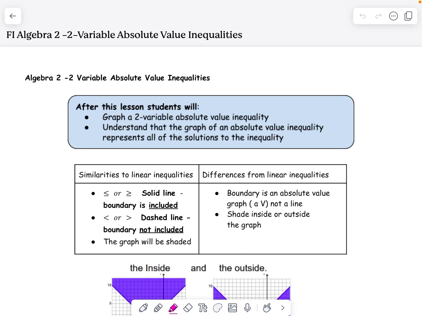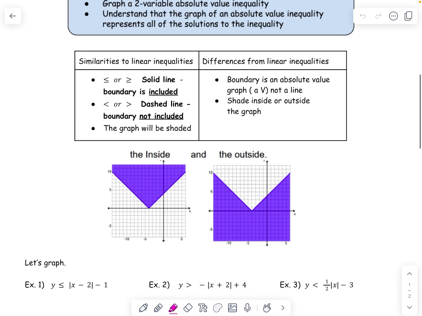Today, we are going to be talking about something pretty cool because we've already talked about inequalities and we've already talked about graphing two variable absolute values. So we're just kind of moving it all together. And after this lesson, you should be able to graph the two variable absolute value inequality. You should also be able to understand that the graph of the absolute value inequality represents all of the solutions to the inequality. So that shaded region is going to represent all of the solutions to the inequality.